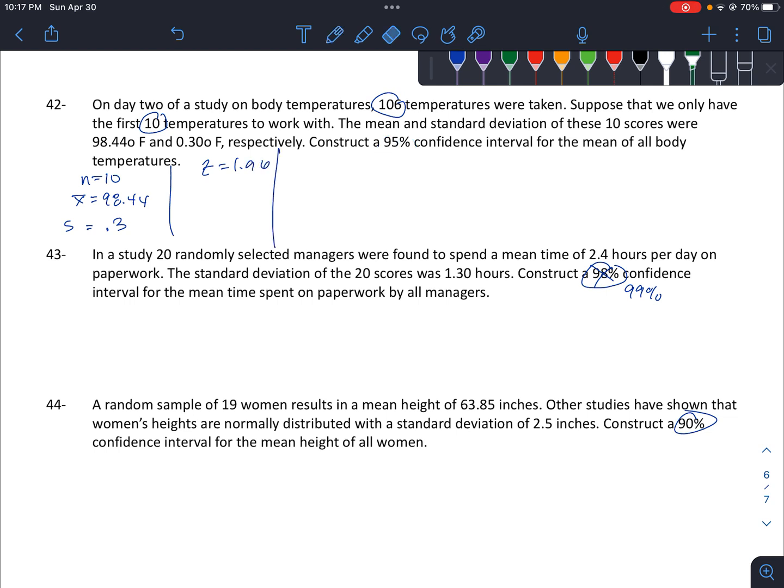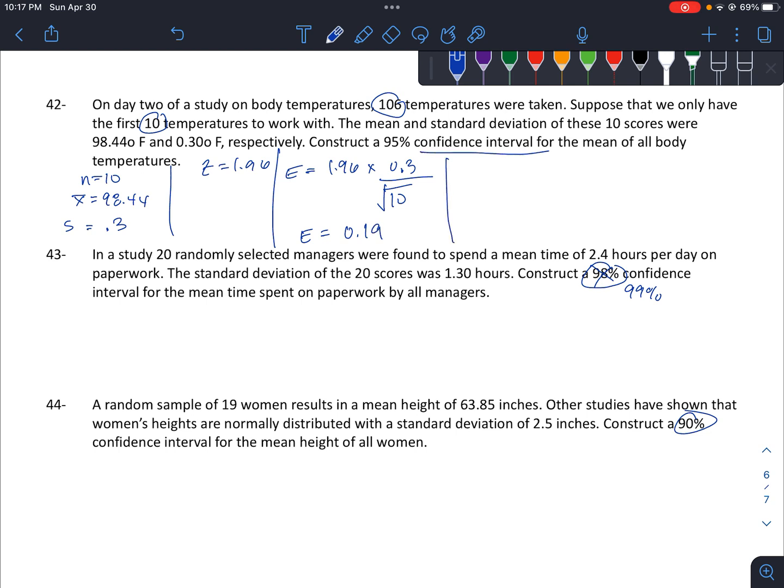So the margin of error for the mean, not for the population proportion. So for the mean, error is going to be equal to the z-score multiplied by your standard deviation, so in this case 0.3, divided by the square root of n, which is 10. So if you put that into your calculator, 1.96 times 0.3 and then divide that by the square root of 10, you get 0.19 as your margin of error.